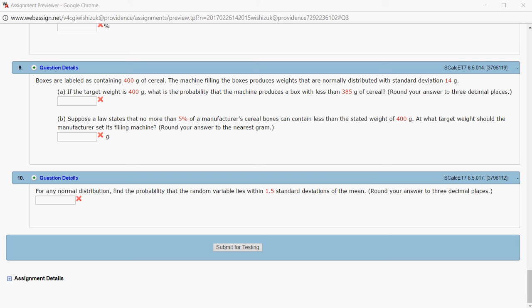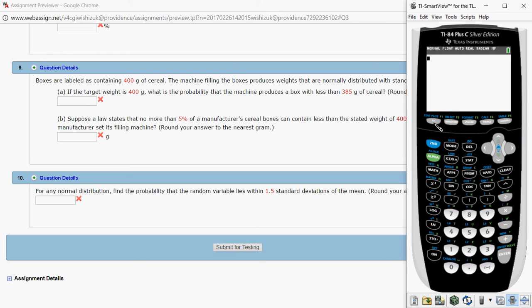Let's bring up a calculator and type in the normal density function. It's going to be 1 divided by, in parentheses, the standard deviation 14 times the square root of 2 pi, then close the parentheses.